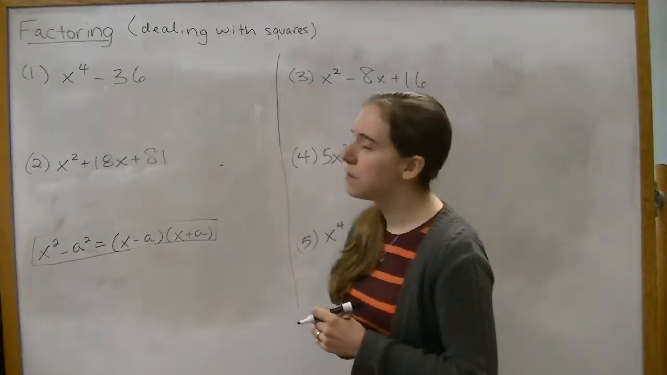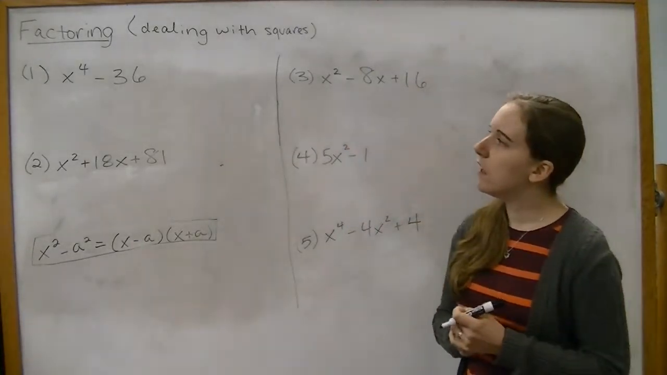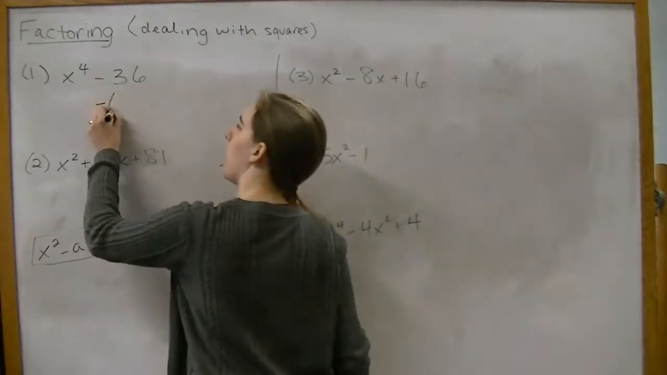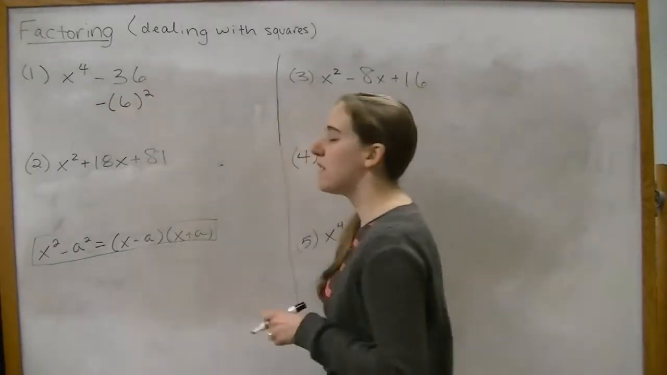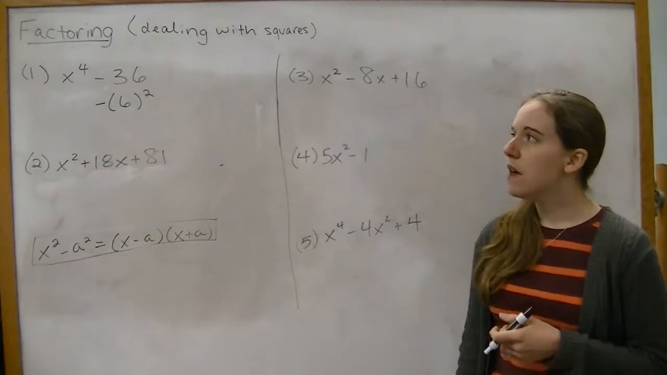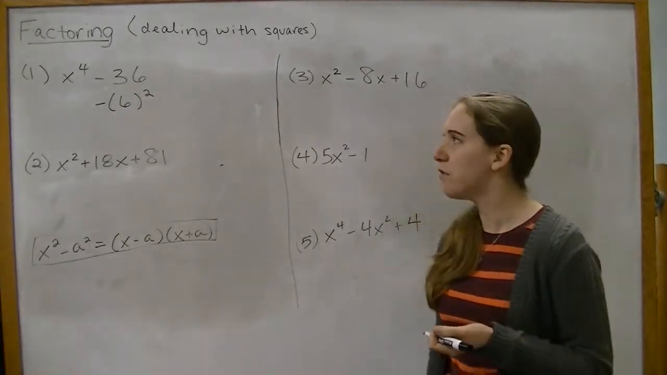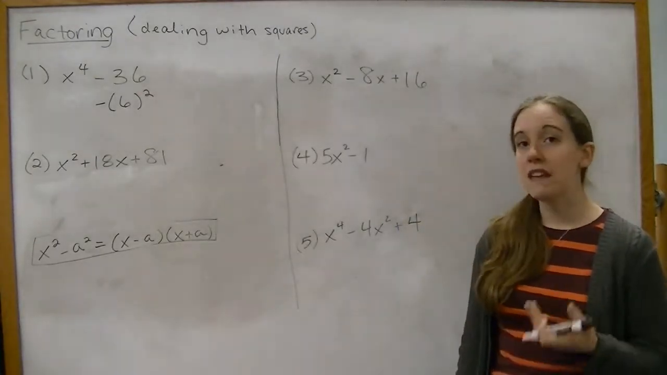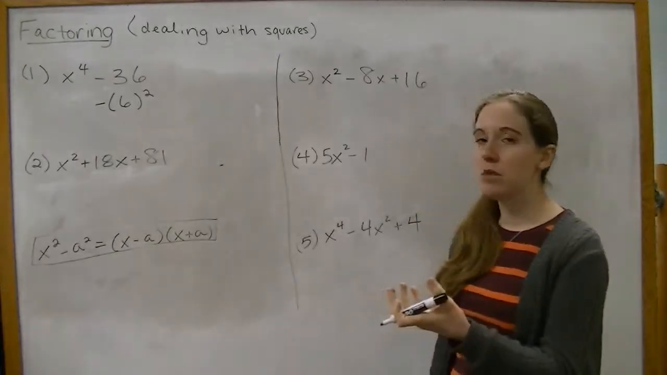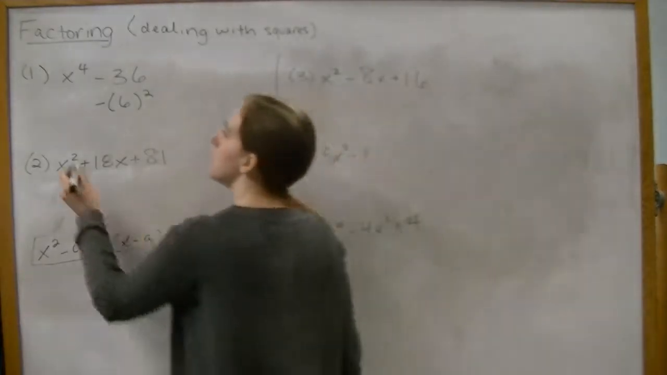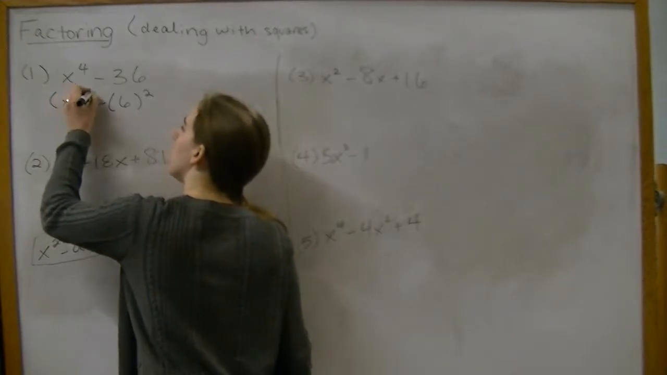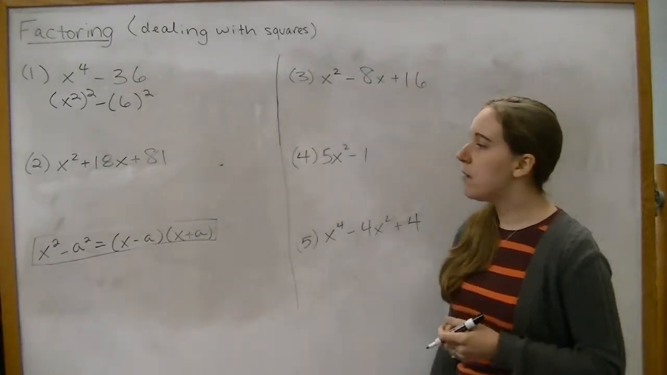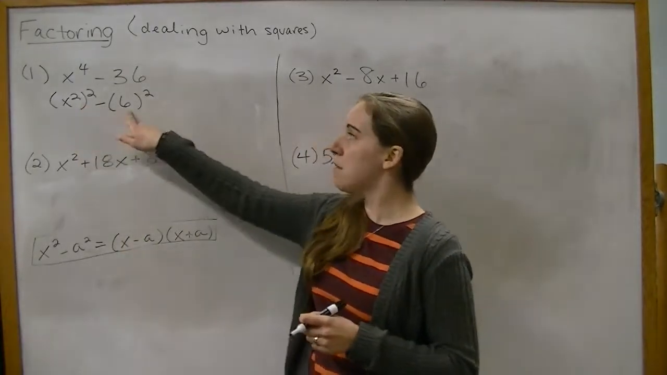So this first expression that we have here doesn't quite look like it fits this form, right? The 36 is okay, that's just 6 squared, so it makes me think that a is probably 6. But then we have this x to the 4th in the front term. That's not the same as x squared. However, we can write x to the 4th as x squared times itself, which means that x squared squared is the same thing as x to the 4th. So now my x is x squared, my a is 6.